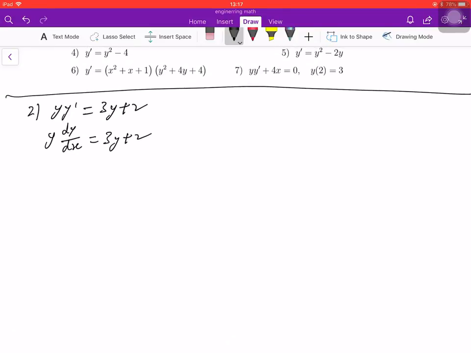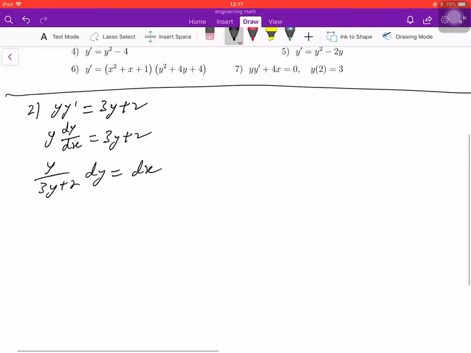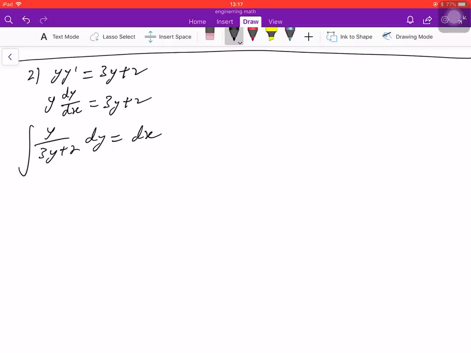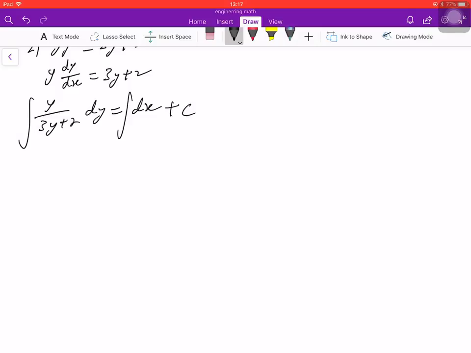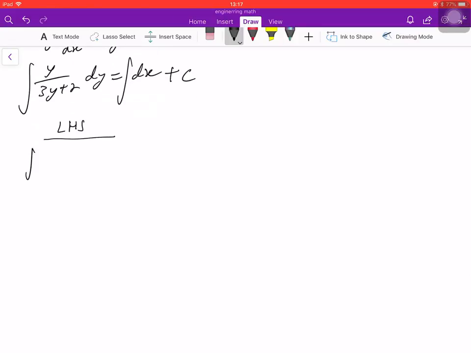Now to put this differential equation as separable, we have to move all the unknown functions y to the left hand side of the equation, and then we put dx on the right hand side. Now we can integrate both sides of the equation to find the solution. For the left hand side of the integration, we can use substitution. So we integrate y divided by 3y plus 2 dy.